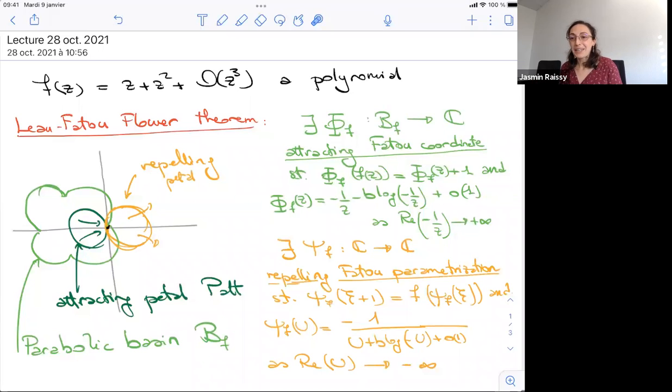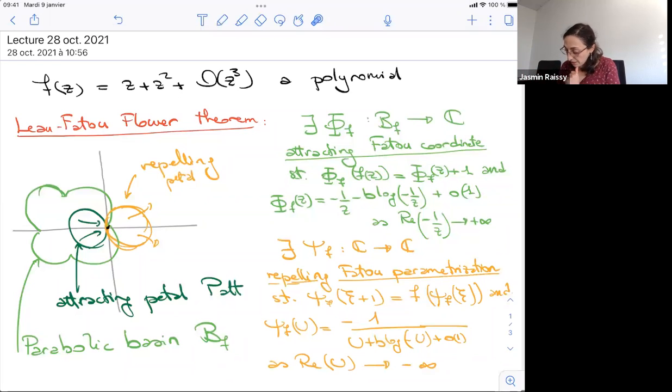People in holomorphic dynamics who know that this should be a cauliflower will be nice to me. I'm really not good at drawing. So this is my cauliflower more or less, okay? And in this light green region, this is just a recap. You saw it yesterday. So we have this attracting Fatou coordinate, and we also know how to write it asymptotically when we are going to infinity in the right half plane.